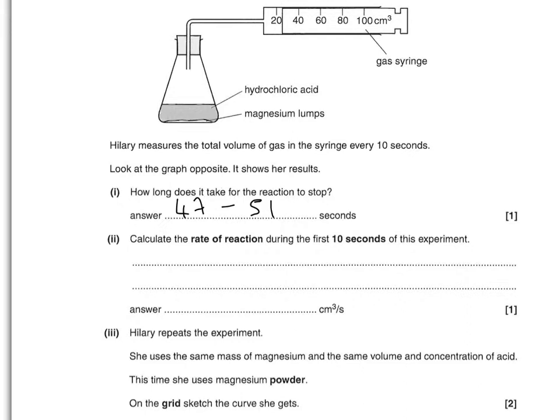Calculate the rate of the reaction during the first 10 seconds. So your answer there is 2 centimetres cubed per second. Because there were 20 centimetres cubed made in the first 10 seconds, you've got to divide that by the time taken.